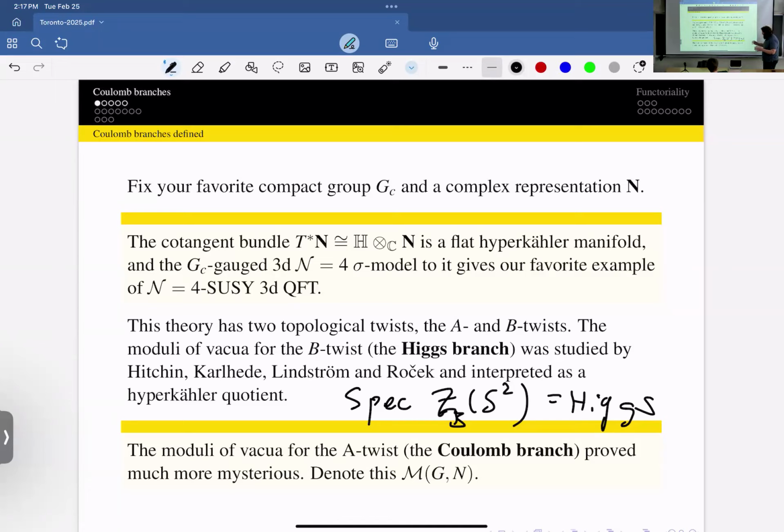And one of their main motivations was to come up with interesting examples of hyperkähler metrics. There were very, very few that were known at the time, and this was sort of a reliable way of finding such metrics, or spaces with such metrics. It's still kind of hard to describe the actual metrics. You can prove that they exist.